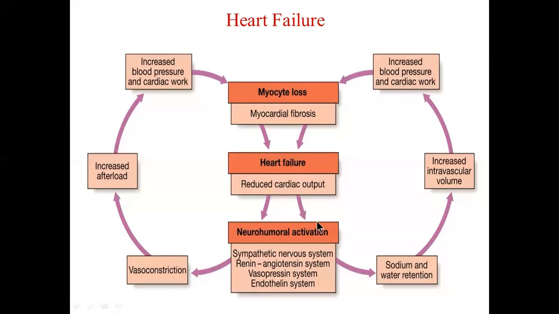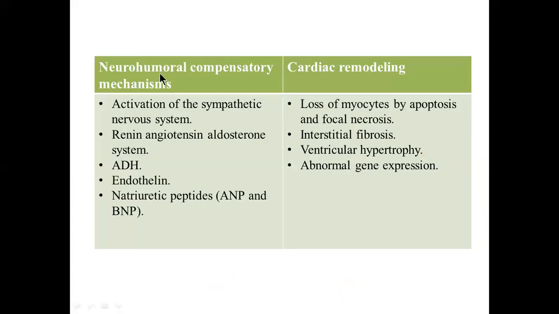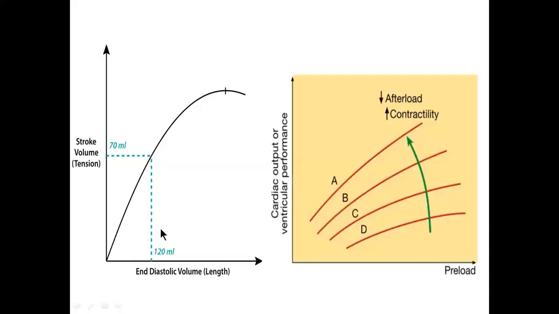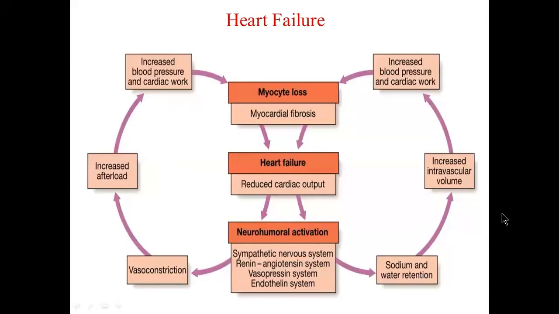And when the cardiac output is less, there will be more activation of neurohumoral compensatory mechanisms. And more activation of neurohumoral compensatory mechanisms will lead to more cardiac remodeling. And more cardiac remodeling will lead to more cardiac dilatation. And this will result in worsening of cardiac output again. And so it's like a vicious cycle. It will keep on circling like that.